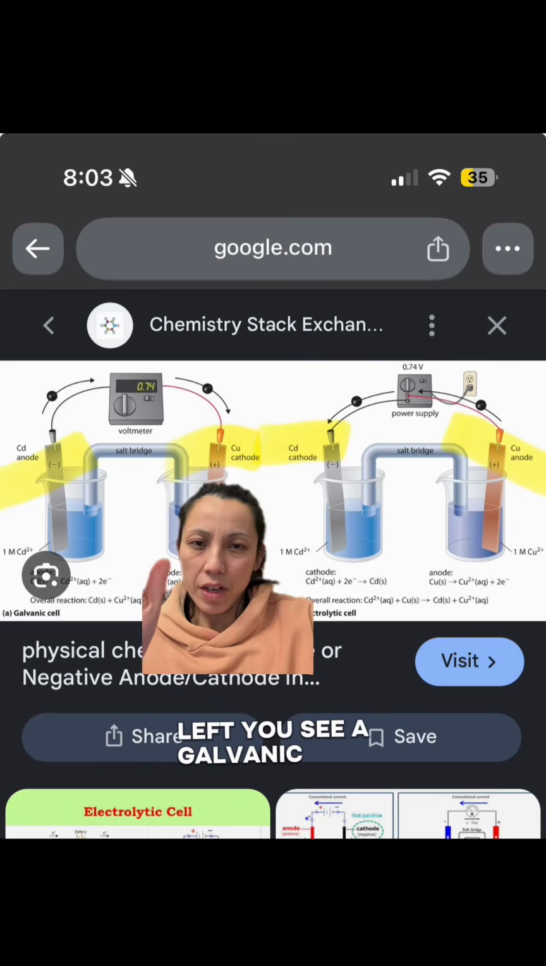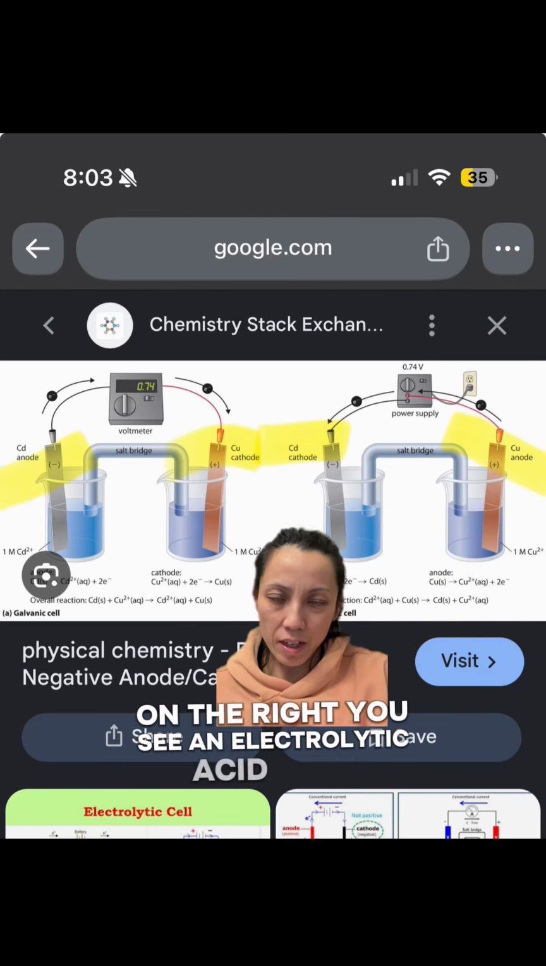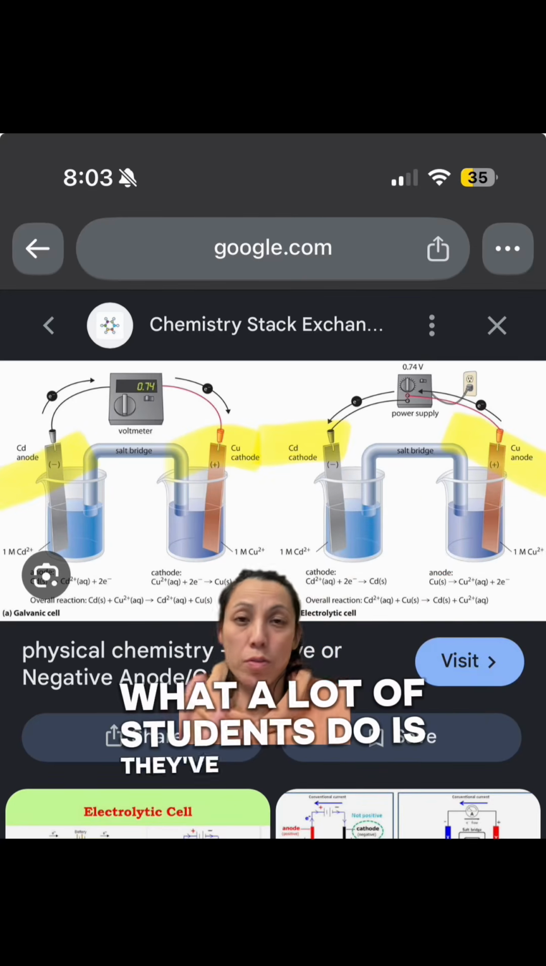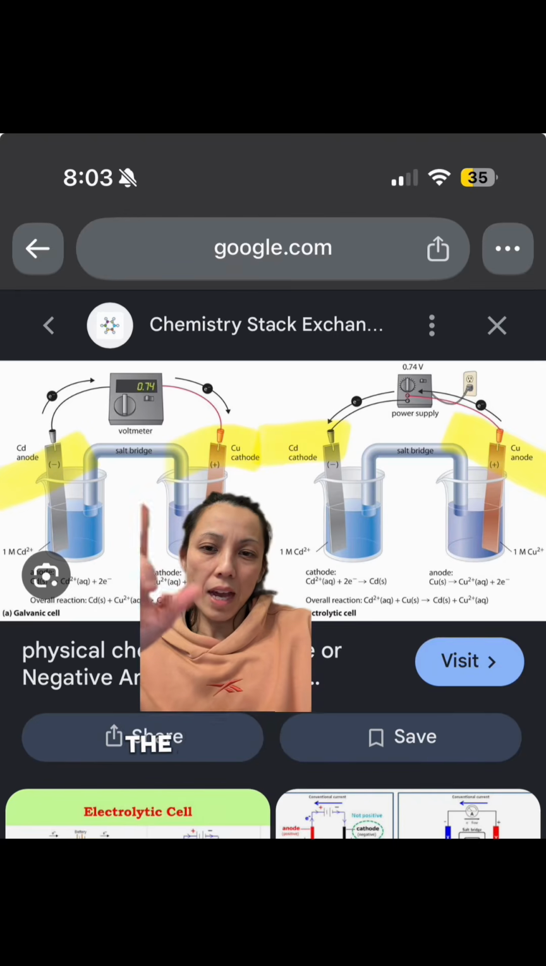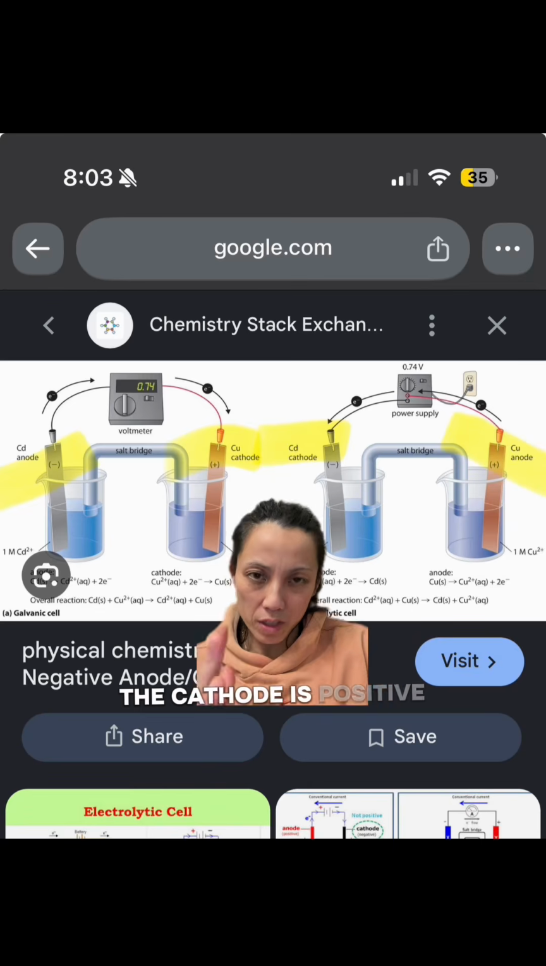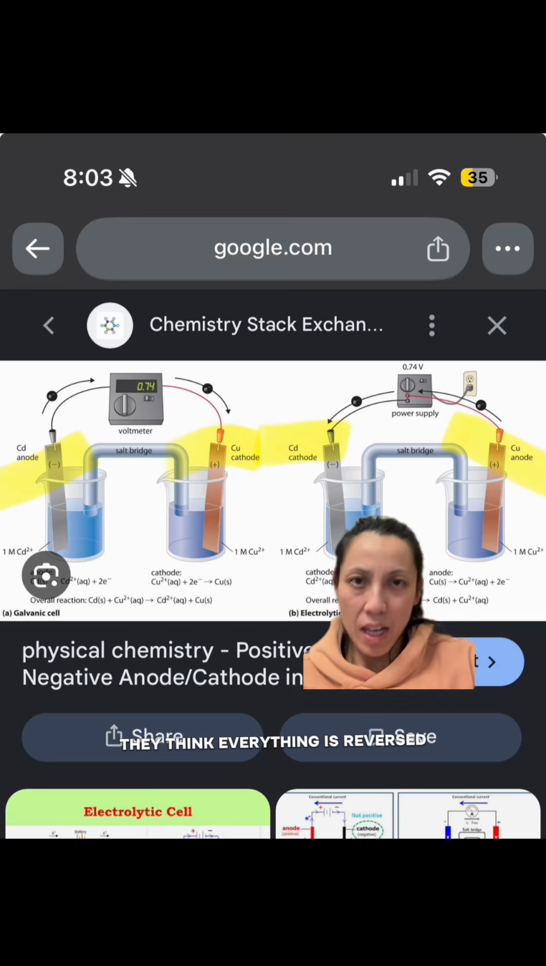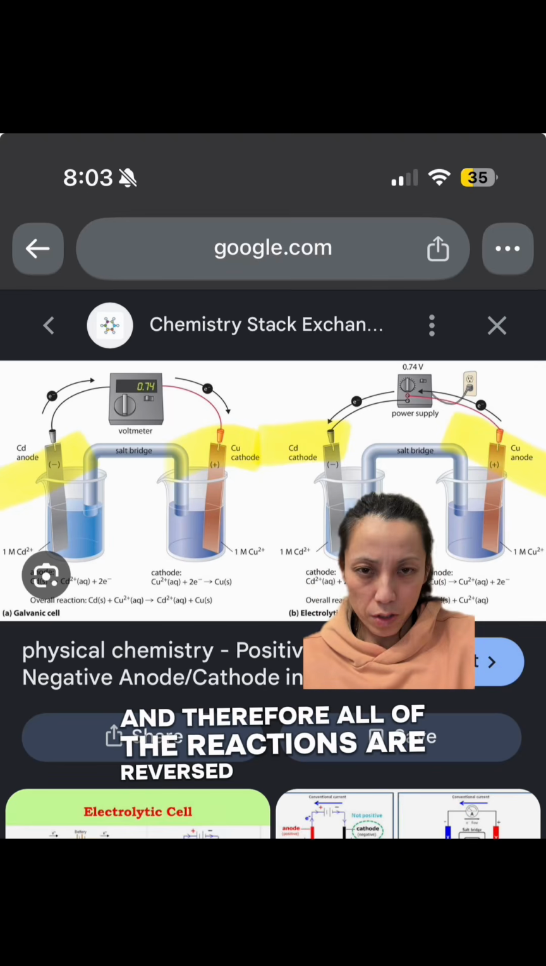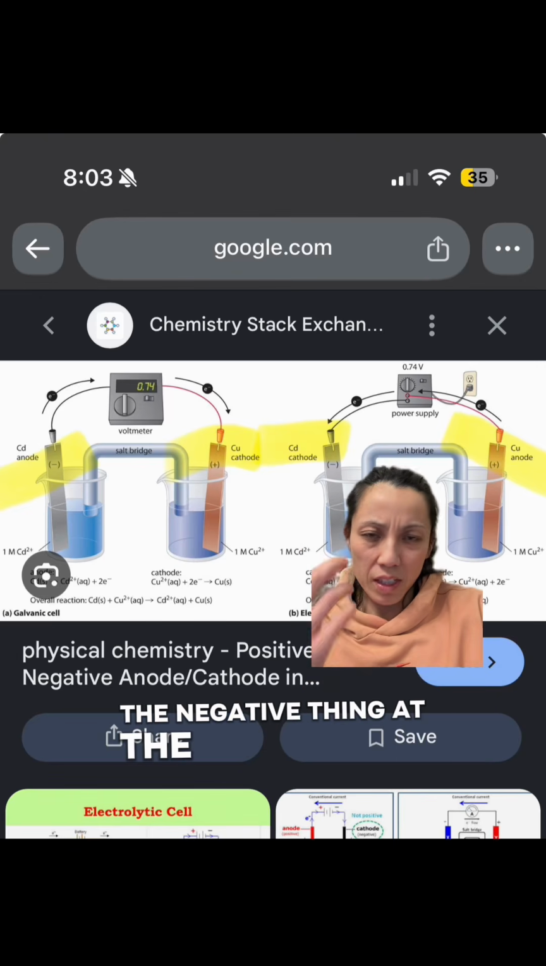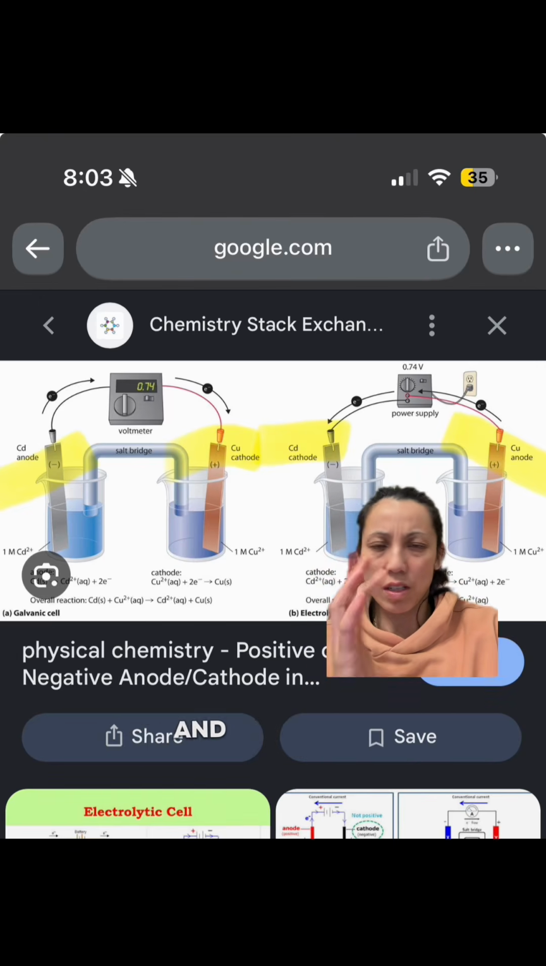On the left, you see a galvanic cell. On the right, you see an electrolytic cell. Now, what a lot of students do is they know galvanic cells really well. They say, yep, the anode is negative, the cathode is positive. And then when they start learning electrolytic cells, they think everything is reversed, and therefore all of the reactions are reversed. So for example, the negative thing at the cathode is now going to be oxidation, and it's just not like that.